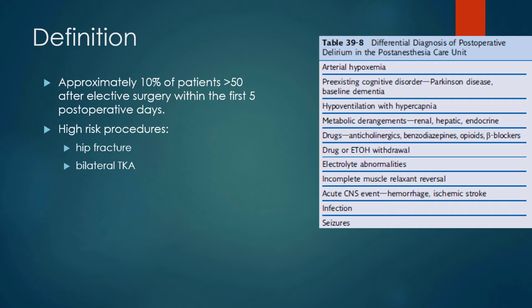We didn't focus that much on it in the PACU, but we should. About 10% of patients older than 50 who have any elective surgery would experience some degree of post-op delirium in the first 5 days. That's 10%. The incidence is much higher in some procedures like hip fractures and bilateral total knees. Don't forget about your differentials. As you can see on the table, it could be anything from hypoxemia, hypoventilation causing hypercapnia, drug withdrawal, electrolyte abnormalities, infection, etc.